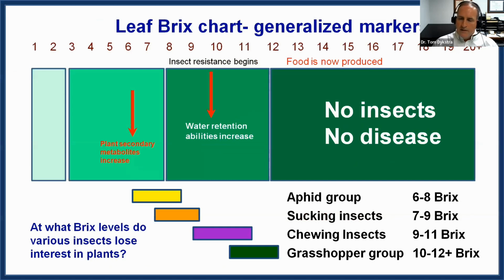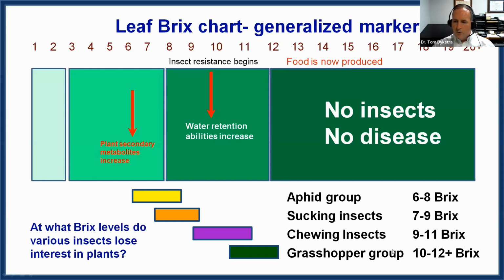So on this chart, I've now superimposed various insect groups so that you can see where they stand. And as you can see, most of the insects, they're pretty much done by about 12 brix, with the possible exception of the grasshoppers, who continue to impress me more and more.